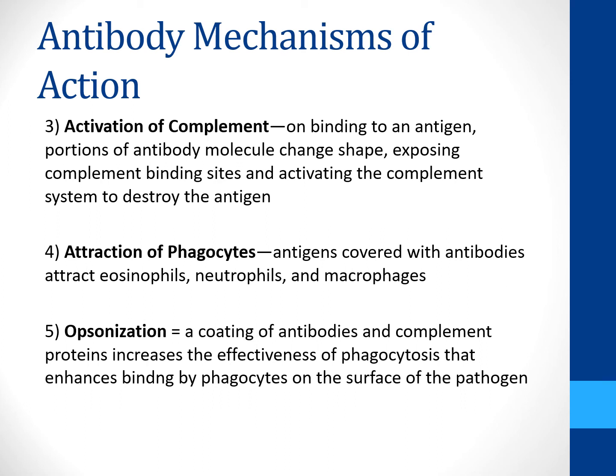They also work to attract other phagocytes. So antigens that are covered in antibodies attract eosinophils, neutrophils, and macrophages to come and engulf those antigens. They work through opsonization. So when you coat a pathogen with antibodies, it makes phagocytosis of that pathogen more effective.